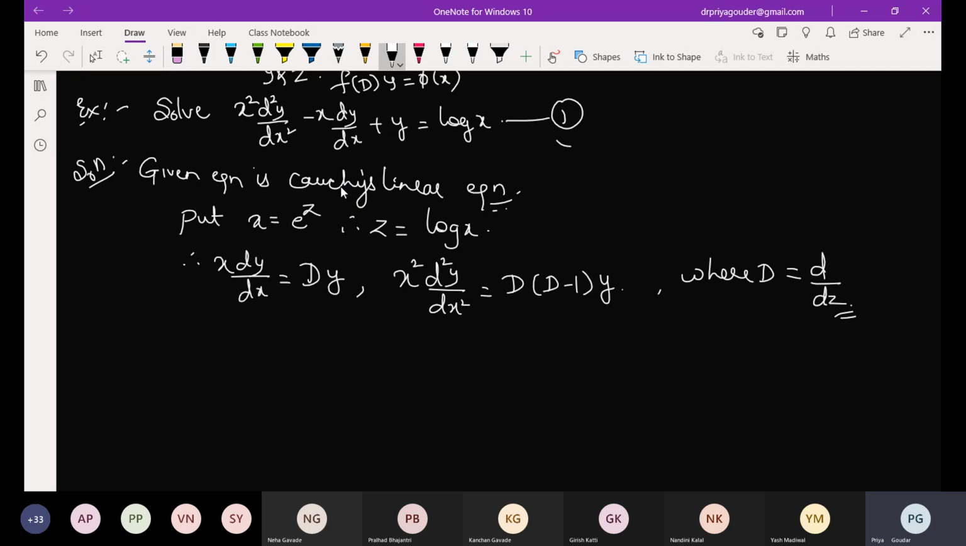Okay, so let us take all these and see what happens to equation 1. What do I have to write for x square d square y by dx square? D into d minus 1 into y. Don't do everything at once; do it step by step. The second term is negative, so I have to write minus. What is x into dy by dx? D y. Plus y, no change, as it is. Can you tell me what is log x? It is z.